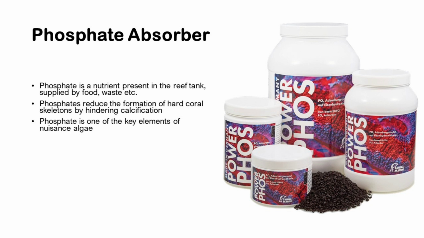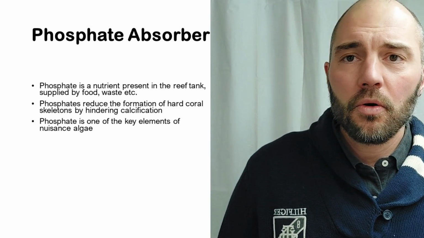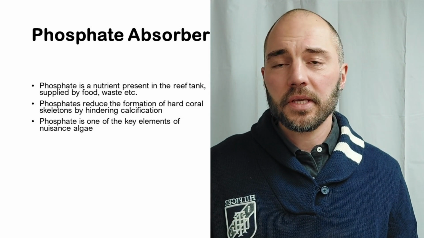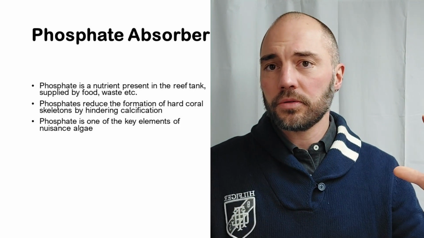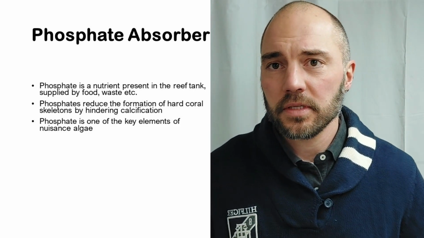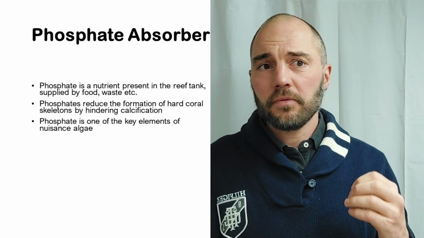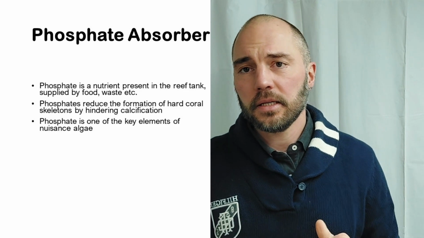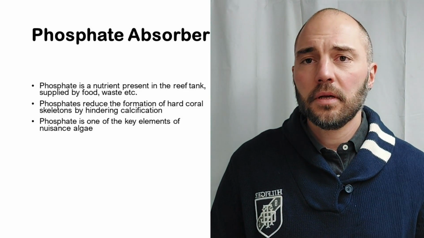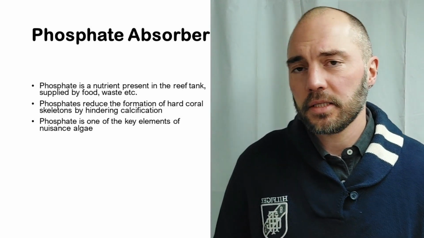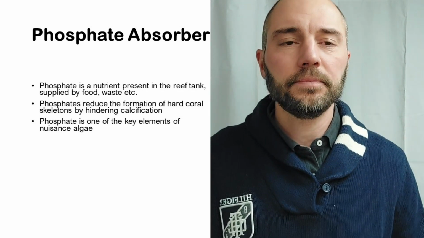Okay, second part, phosphate absorber. Phosphate is a nutrient present in the tank, and it's typically supplied by food, and it also comes from the fish waste. Phosphate reduces the formation of hard coral skeletons by hindering calcification, and typically we want our corals to grow, so we don't like phosphates in the water. And thirdly, phosphate is also one of the key elements of nuisance algae that is present in your tank. So typically we want as little nuisance algae as possible, so you want to remove phosphates due to that.